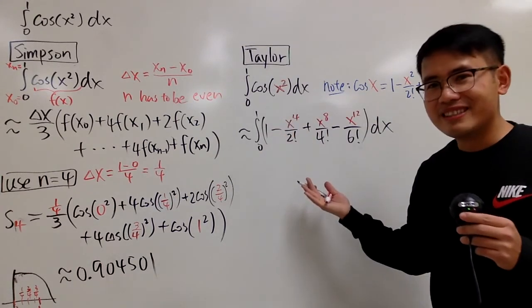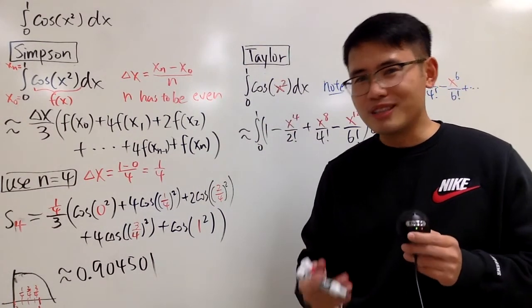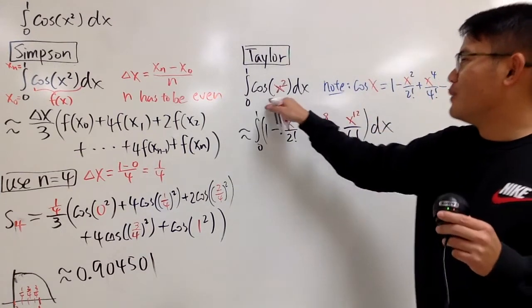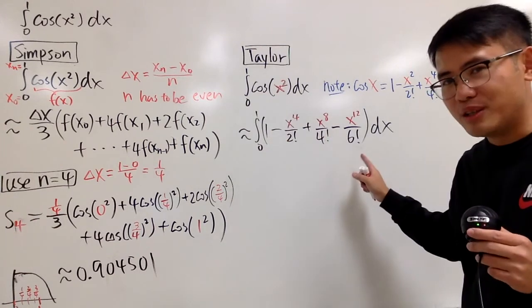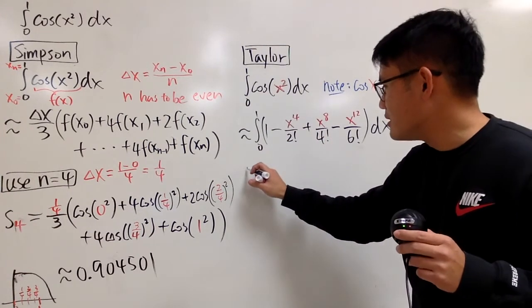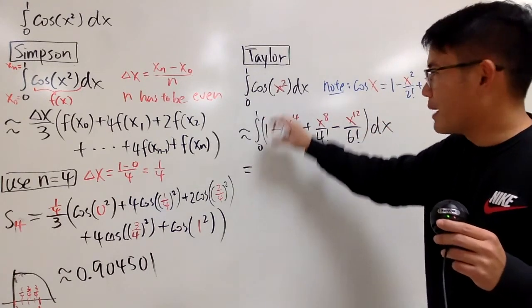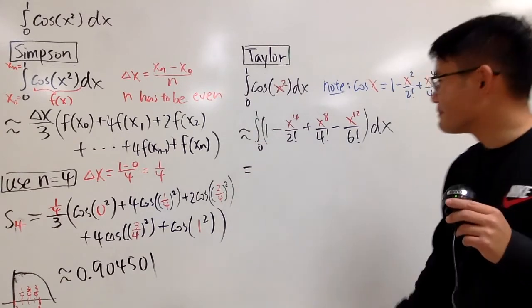How wonderful is this? Remember back in the days you had to do integration by parts, partial fractions, trig sub, whatever sub, right? Now, thanks to Taylor, once you change this to the Taylor series, we can just integrate this term by term. And this is going to be really easy. I'm going to put an equal sign because this is equal to that. But in the end, this will give us approximation to whatever we get right here, right?